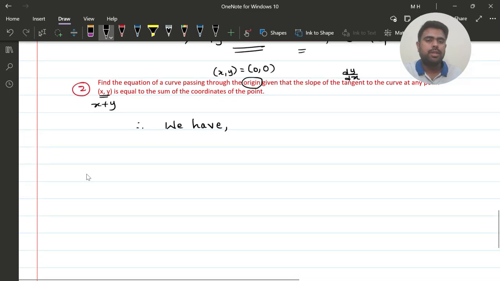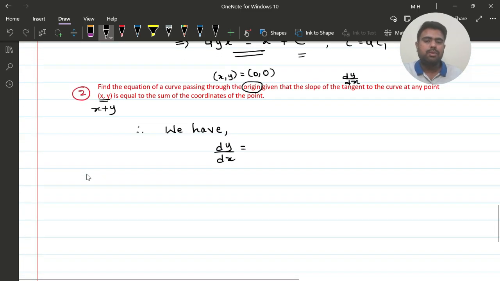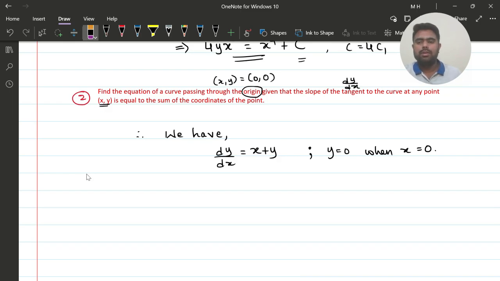the differential equation. The differential equation is: the slope of the tangent, that is dy by dx, is equal to the sum of the coordinates of the point. The sum of the coordinates of the point is x plus y. Okay, and also it is passing through the origin, so it is given that y equal to 0 when x equal to 0. So this is how we can decode the given question. Okay, now we have the differential equation with us, which is linear, of course.